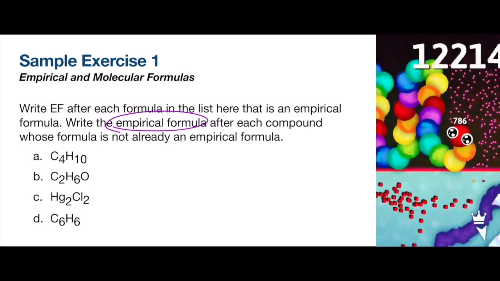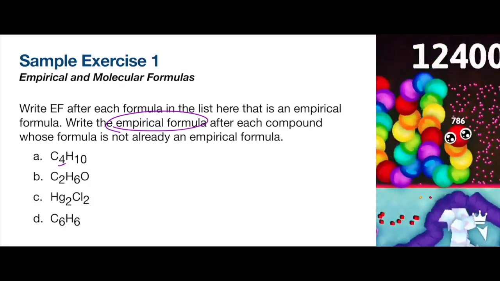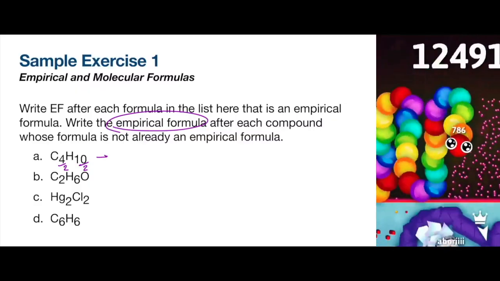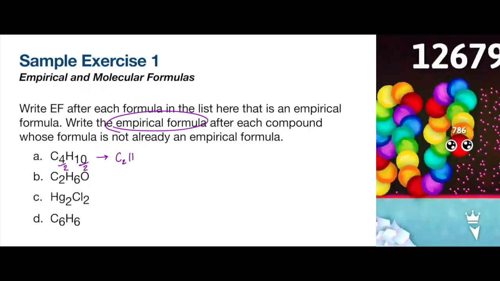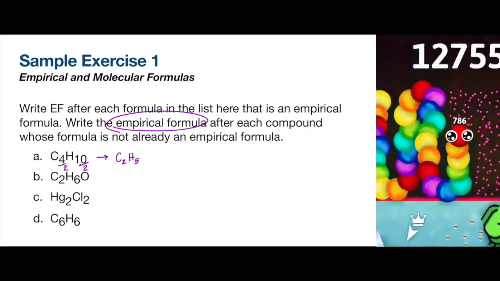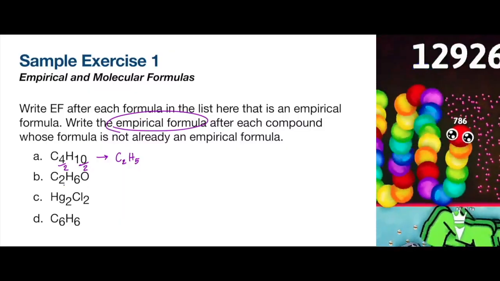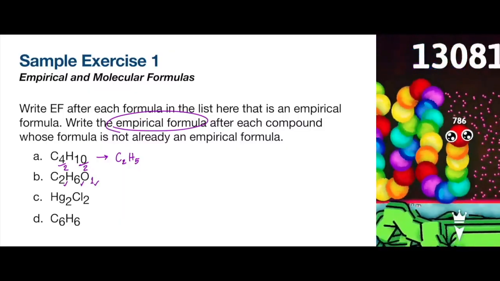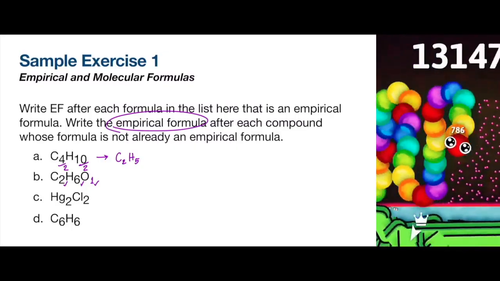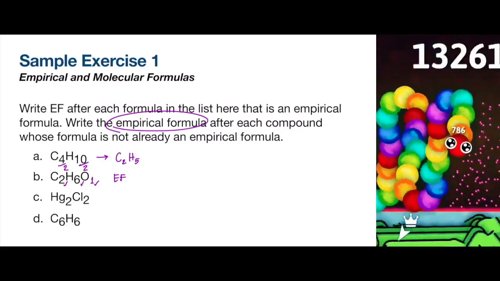So for letter A, we have C4H10. 4 and 10 have a common divisor of 2. Therefore, we can simplify C4H10 as C2H5. Next, C2H6O. As we can see, the common divisor of 2, 6, and the 1 here is only 1. Therefore, we cannot simplify it further. Thus, C2H6O is already an empirical formula.